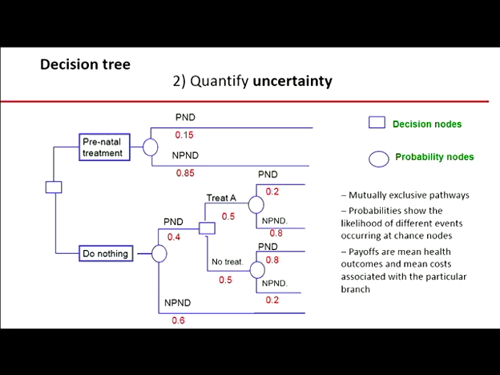Okay? So whenever you see the probabilities, it's because there is an element of chance that tells you that this outcome happens with this probability and this outcome happens with this other probability. When you are looking at the branches here, the two events that you have in each branch are mutually exclusive. It's either one or the other. It doesn't happen that a woman has half postnatal depression and half non-postnatal depression. You either have it or you don't have it, okay? So they are mutually exclusive.